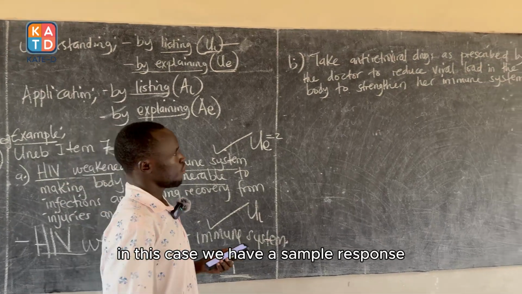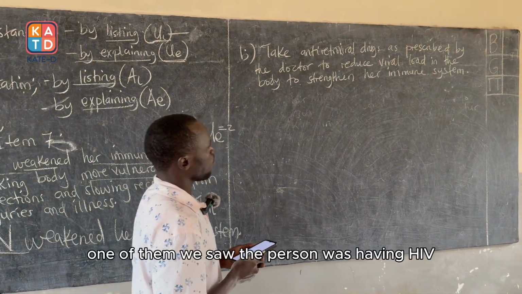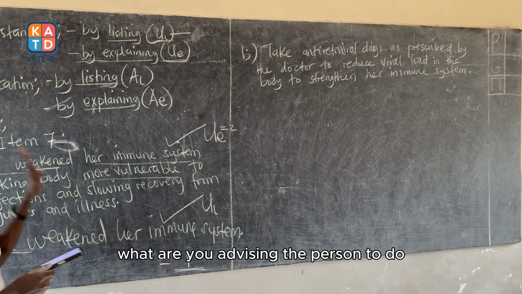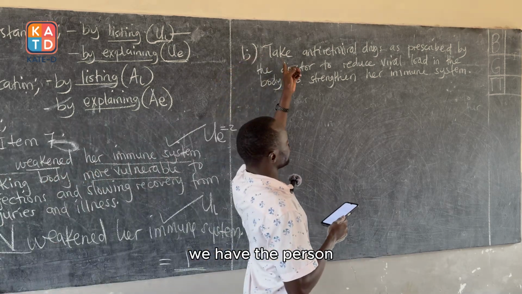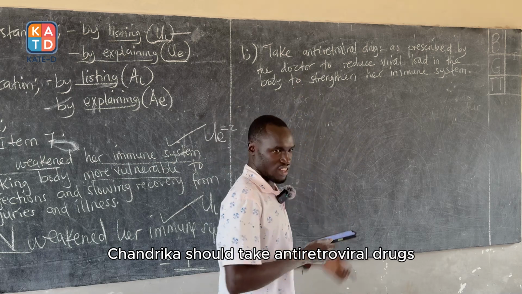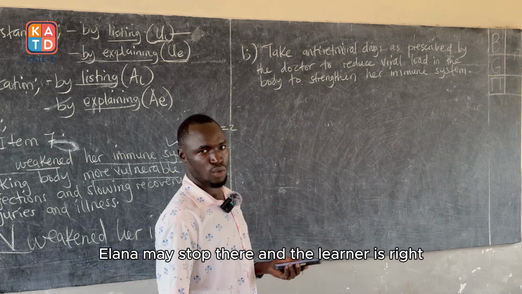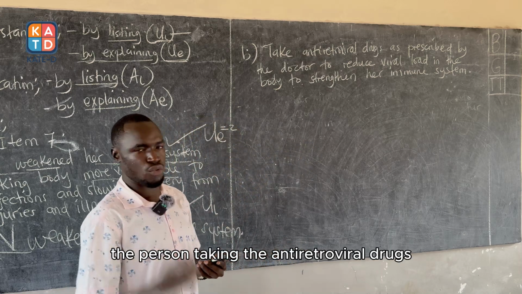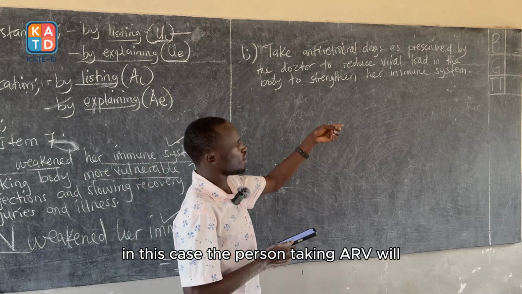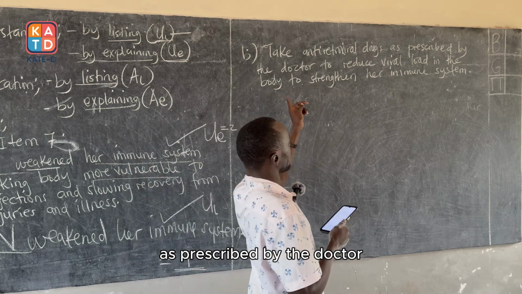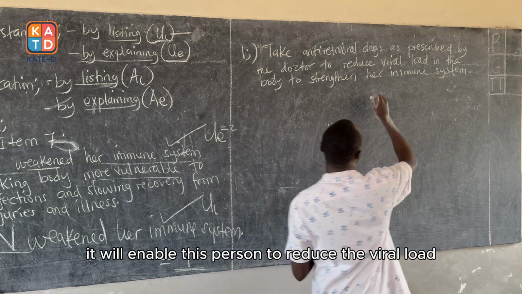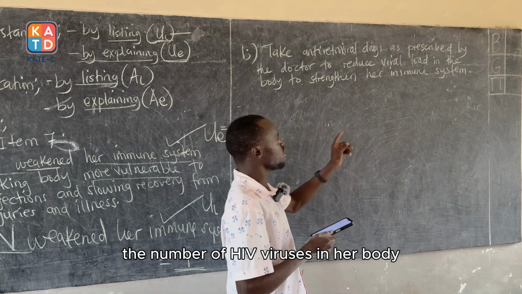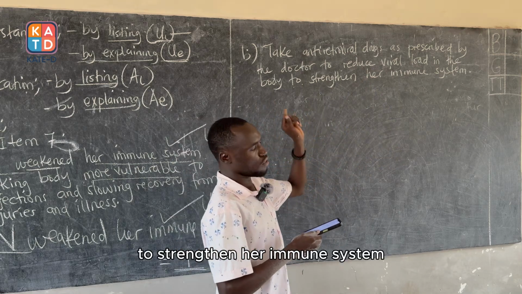In this case, we have a sample response. One of them, we saw the person was having HIV. This person who has HIV, what are you advising the person to do? We have the person, Chandru should take antiretroviral drugs. The learner may stop there, and the learner is right. But give the reason behind the person taking the antiretroviral drugs. In this case, the person taking ARV, as prescribed by the doctor, it will enable this person to reduce the viral load, the number of HIV viruses in her body, to strengthen her immune system.